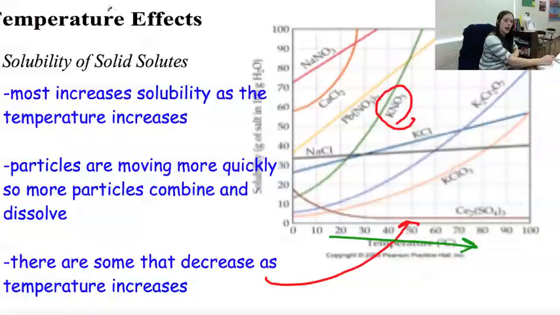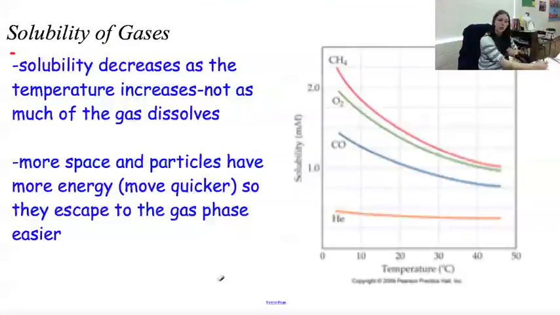Now, if we look at a gas, the solubility decreases as the temperature increases because not as much of the gas dissolves. If you have more temperature, you have more energy. If we have more energy, you're going to be more likely to have a gas. So more space, and particles have more energy. They move quicker, so they escape to the gas phase easier. So looking at gases, it goes the other direction. Your solubility here goes down as your temperature goes up.